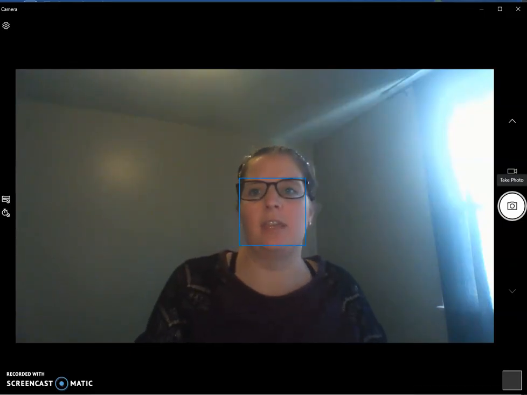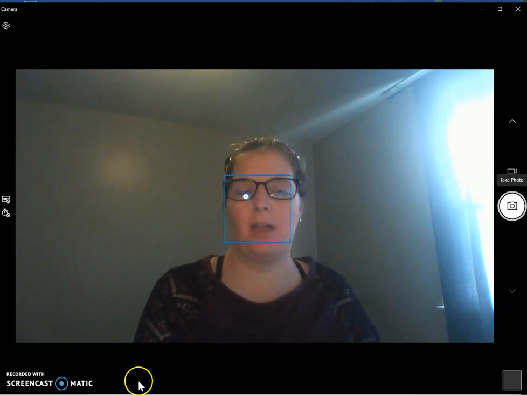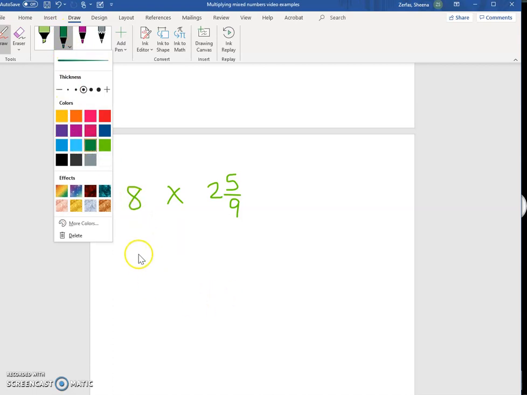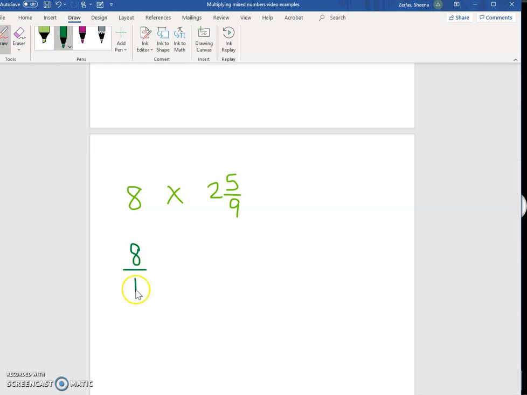So we're going to take those skills and use that to now be able to multiply mixed numbers. So I have 8 times 2 and 5 ninths. The first thing I want to point out to you is that 8 is a whole number, so we can just put it over 1. In order to multiply, I'm going to convert 2 and 5 ninths into an improper fraction first. This is a step you cannot forget to do, and you cannot get the correct answer without doing this. So 2 times 9 would give me 18. That gets added to the 5 I already have. So 2 and 5 ninths becomes 23 ninths.